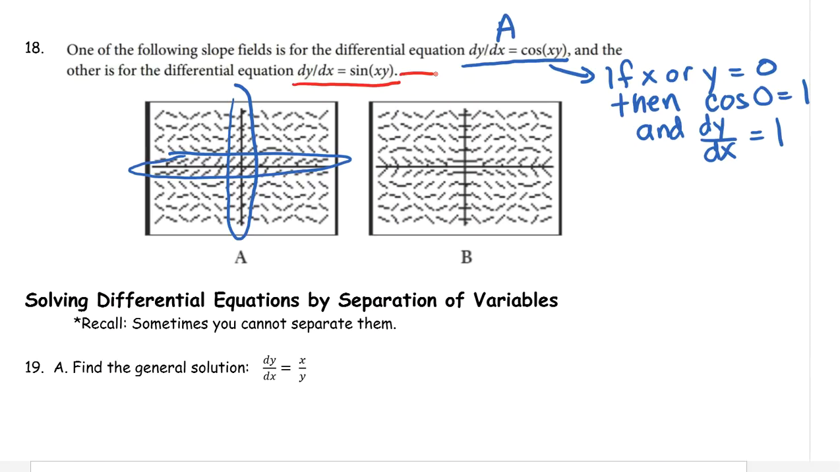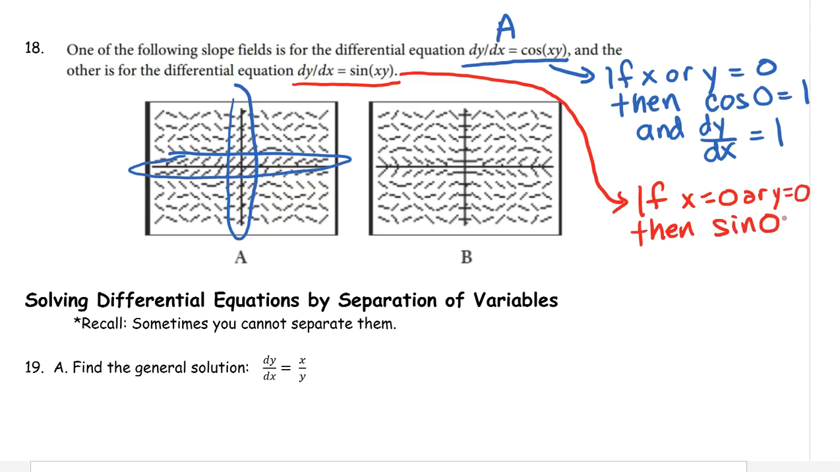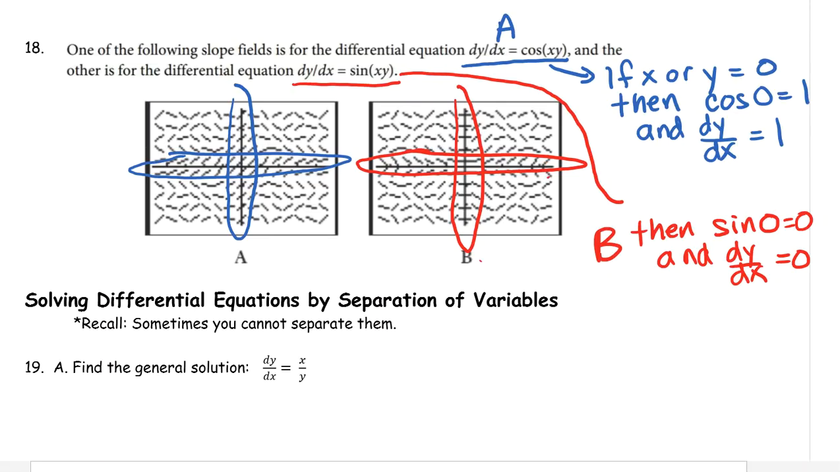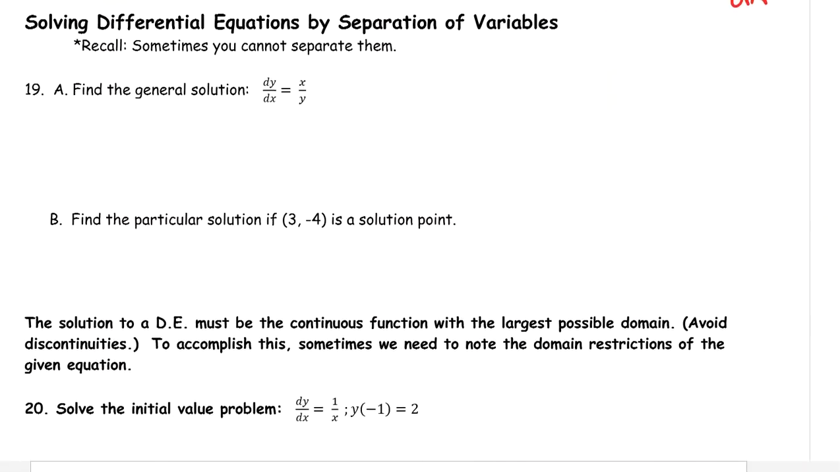Now let's compare it to the other one, the sine of the product xy. If x equals 0 or y equals 0, then we would have the sine of 0, which is equal to 0, and dy/dx would give us horizontal tangent lines. Looking at the axes, can you see that on this axis we don't actually see the horizontal tangents, but right above it they are positive, and right below it they are negative. So it must have hit 0, which isn't very easy to see on top of that slope field. All right, so the slope fields gave us a visual picture.